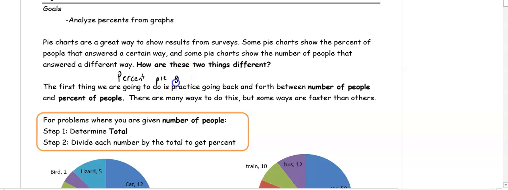pie graph always is 100%. Whereas when we do people, it could be 100, it could be 200, it could be 500, it could be 80. It all depends on how many people voted. So the first thing we're going to do is practice going back and forth between the number of people and the percent of people. There's many ways to do this, but there are some that are the fastest.